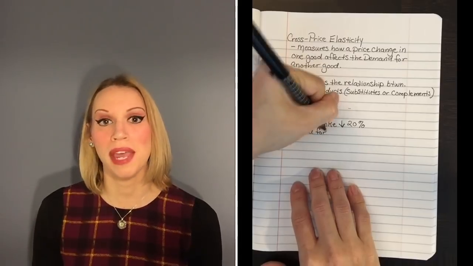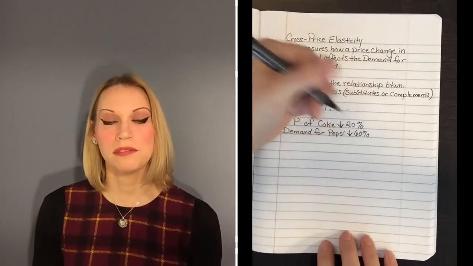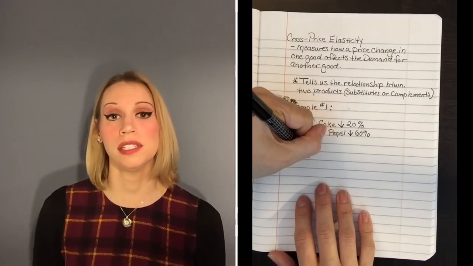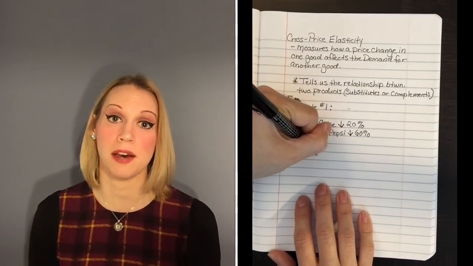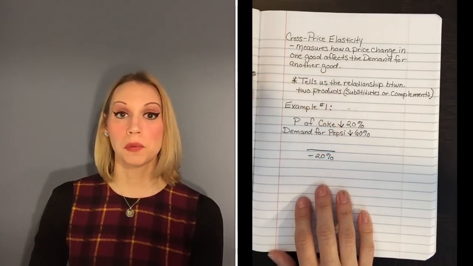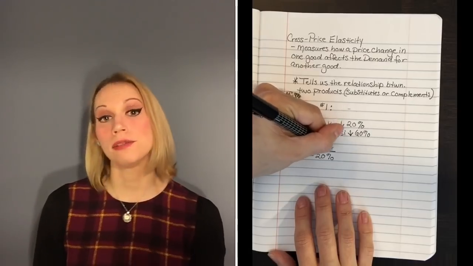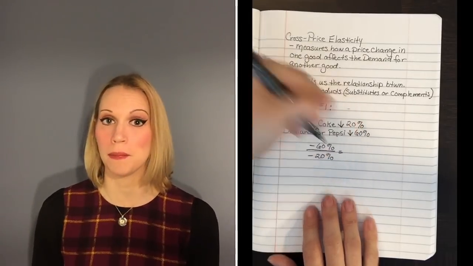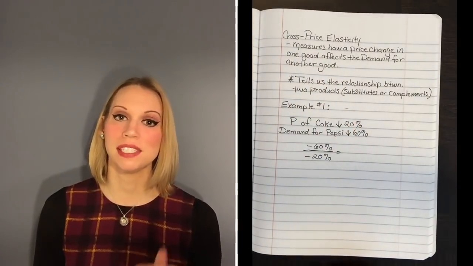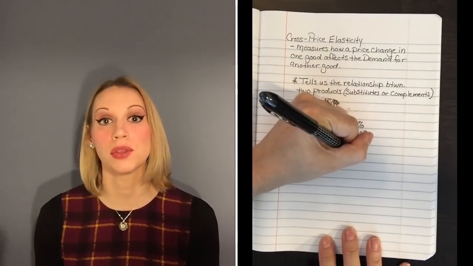So let's say the demand for Pepsi falls by 60%. So when we divide these numbers out, the first thing that changed was that the price of Coke went down by 20%. So that would be a negative 20 on the bottom. The reaction was that people are buying 60% less Pepsi. So we would have a negative 60 on top. So when we have a negative 60 divided by negative 20, we're going to get a positive 3.